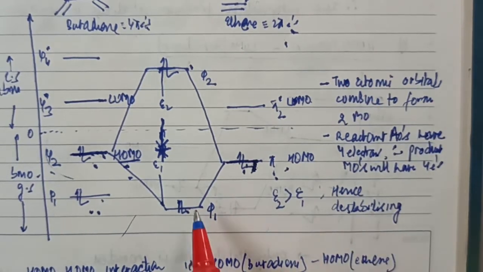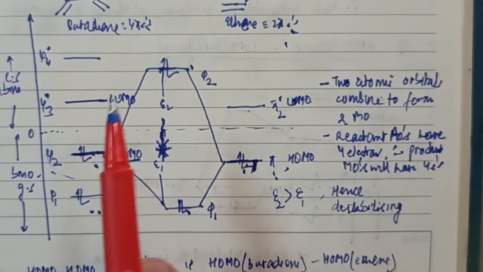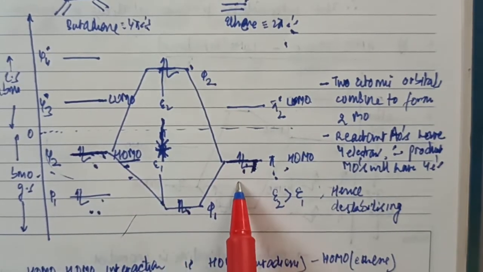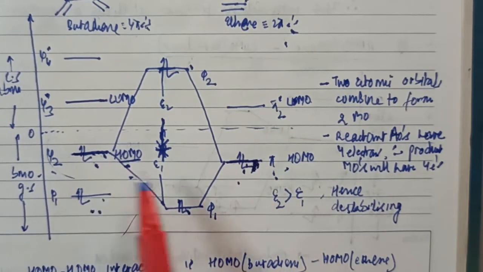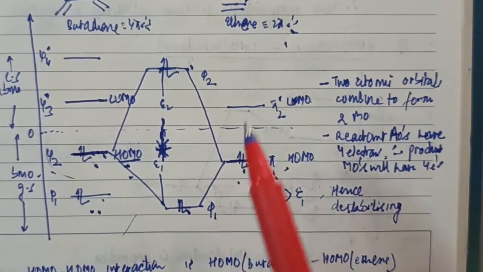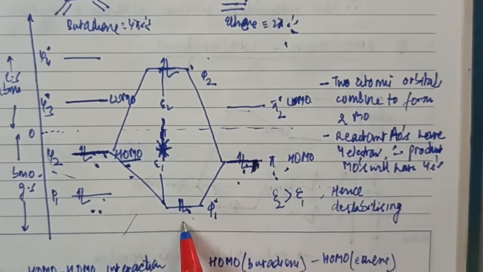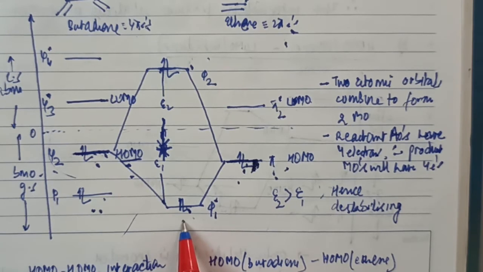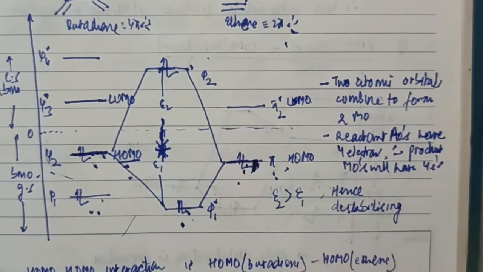Of course, one will be bonding and the other anti-bonding. Since the 2 orbitals which underwent overlap had 4 electrons, I have to accommodate these 4 electrons in the newly formed 2 molecular orbitals. Obviously, the first 2 will go to phi1 and the next 2 will go to phi2. And what is the extent of stabilization this interaction has produced, and the extent of destabilization it has provided to the system?